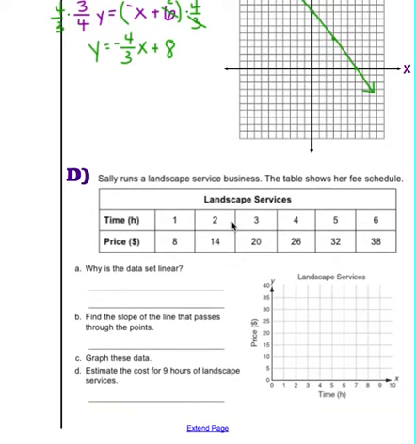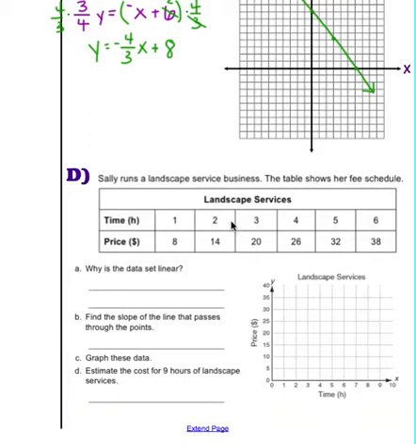Because graphs are so widely used in the real world, I want to take a look at a real-life example. We have Sally. She runs a landscape service business, and the table shows her schedule. For landscape services, if it takes 1 hour, the price is $8, 2 hours $14, 3 hours $20, 4 hours $26, 5 hours $32, 6 hours $38. And we want to know, why is this data set linear?